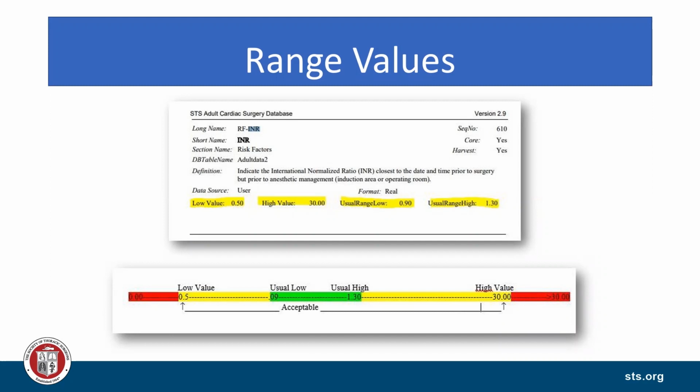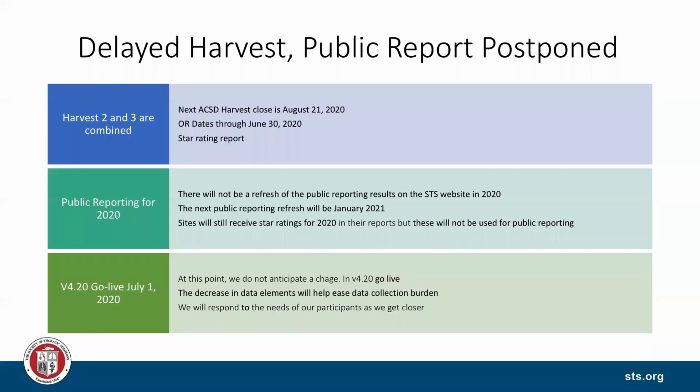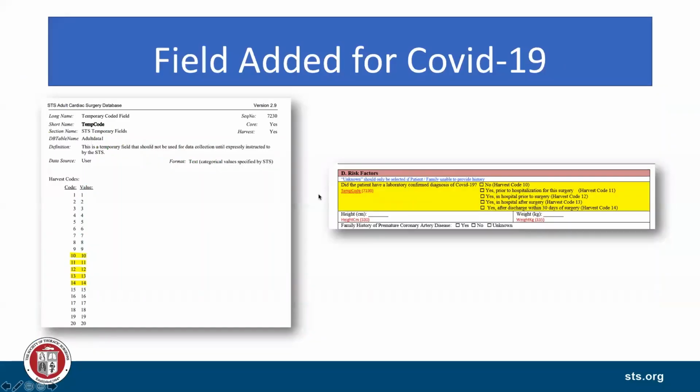They are updating these fields to read things. They may be updating, but not required to update what the harvest code displays. So harvest code 10 would be no, harvest code 11. Let me see if I can find it for you. Harvest code 11 is yes, prior to hospitalization for surgery. So some vendors will be updating their harvest codes, others may not be, but you just need to abstract according to the harvest code until your vendor chooses or not chooses to update the terminology that's there.